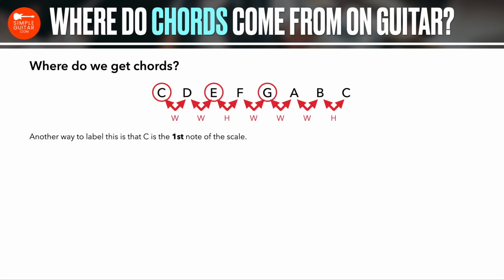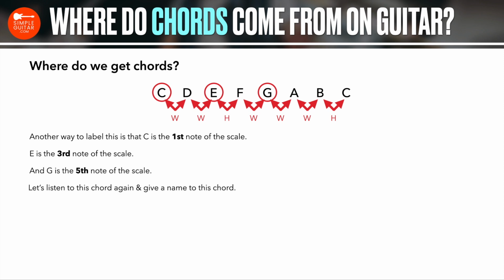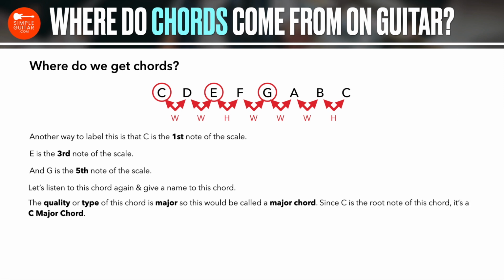Okay, so here we have our scale, and another way to label this is that C is the first note of the scale, E is the third note of the scale, and G is the fifth note of the scale. So let's listen to this chord again, and we're going to give a name to this chord. So here's C, E, and G together. Now, the quality or type of this chord is major. So this would be called a major chord. Since C is the root note of this chord, it's a C major chord.